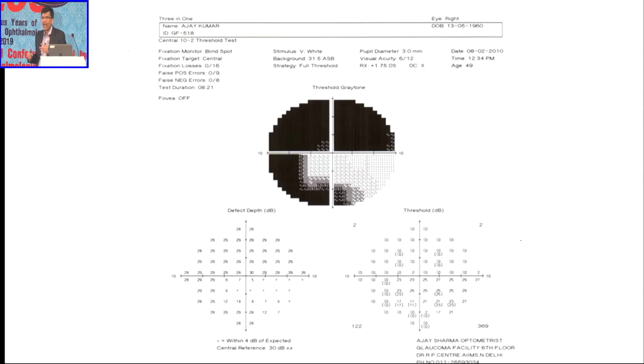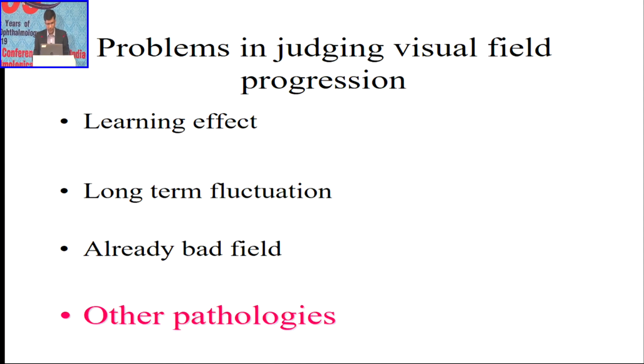A patient who has a very bad visual field to begin with, it might not be very easy to understand progression. Okay, in which case the only way you can find out is by asking the patient, is his visual field or visual acuity actually going down? Then there is no point in doing any particular test. It's only a subjective evaluation of the patient.